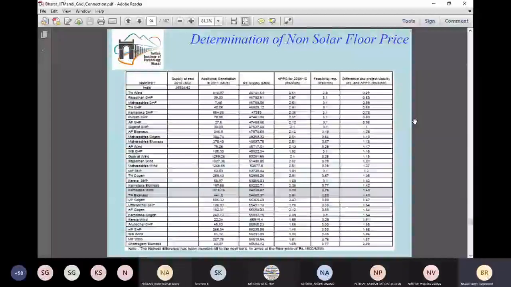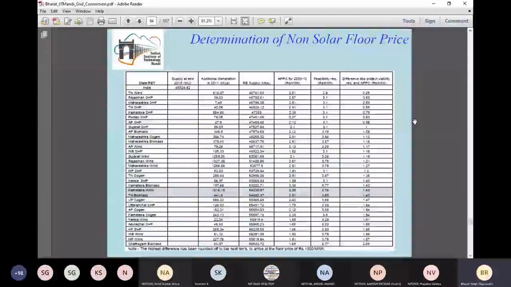If we add these two, then what is the minimum price they are able to get from the certificate? And this mechanism, it is 2.51 plus 1.43, so it would be somewhere around 4 rupees. So the feasibility cost of the Tamil Nadu wind is 2.8, but they are getting 4 rupees based on APPC as well as the difference between the feasibility and APPC, which is 1.43.